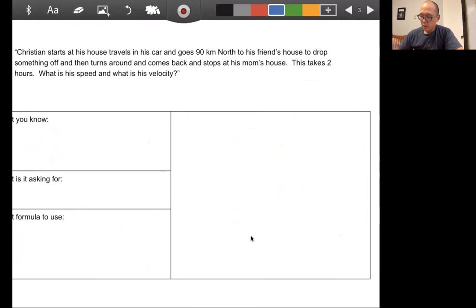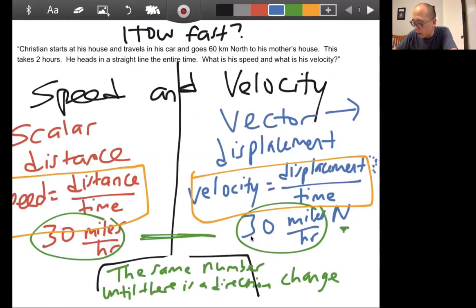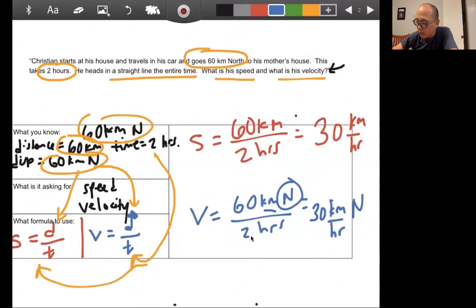Okay, now let's go for a situation that is slightly different. That's going to now diverge. The two answers are going to diverge. If we remember back from our little thing here, we said it's the same number for speed and velocity until there's some kind of a directional change, and then it starts to become different. And that's what's going to happen here.